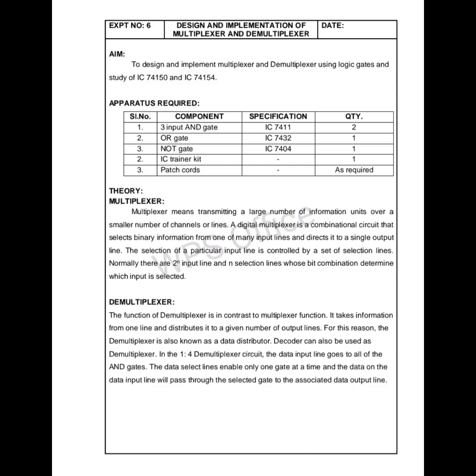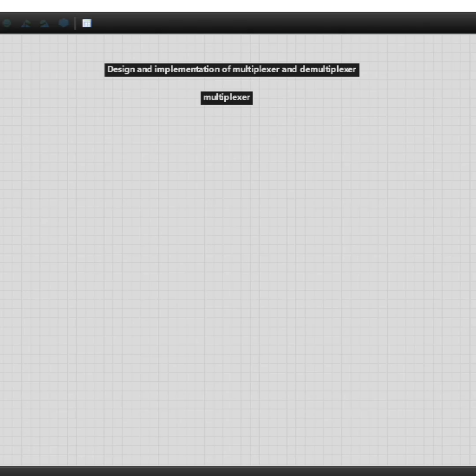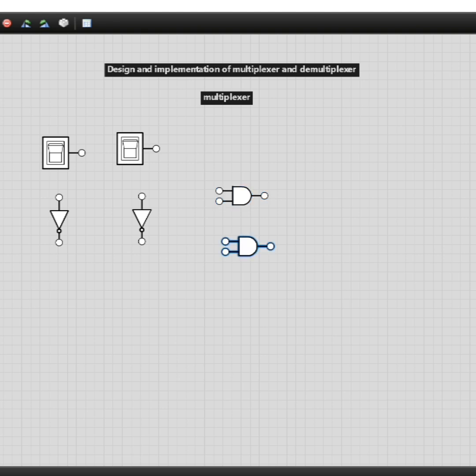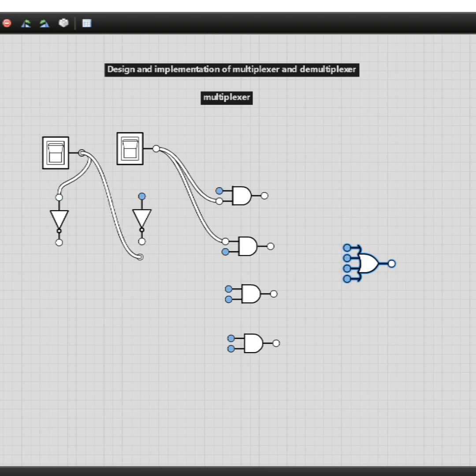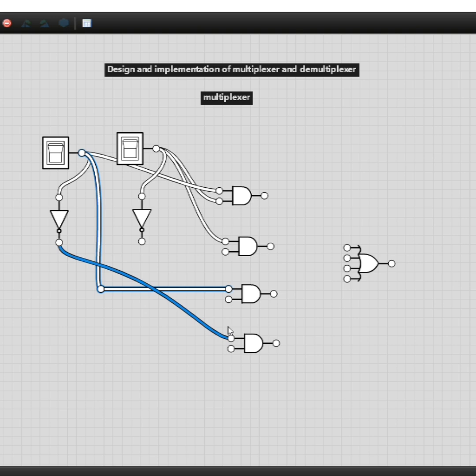Here we reach the final experiment. It is the design and implementation of multiplexer and demultiplexer. First, we can see about the multiplexer. For this, you need two inputs, four data inputs, and we get only one output. Let's take two switches. We need two NOT gates, four AND gates, and one four input OR gate. Output is connected to the bulb.